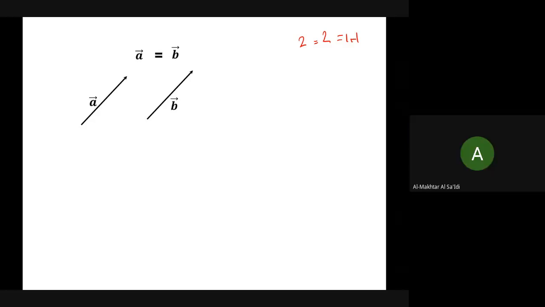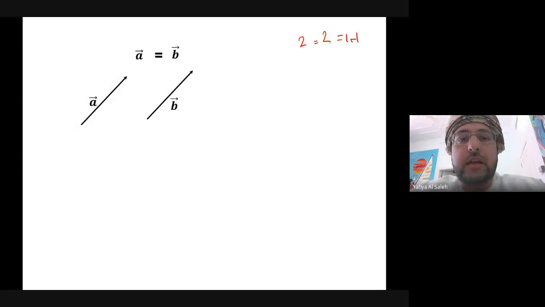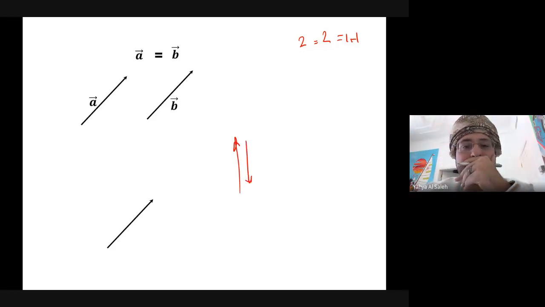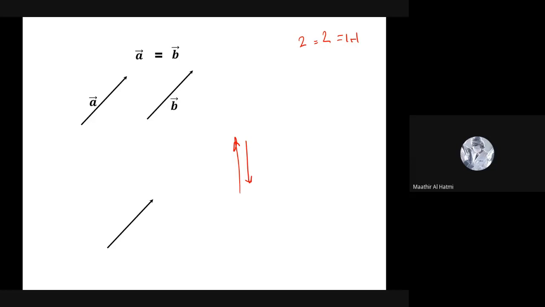When they have the same direction and the same magnitude. Excellent. All of you are excellent. You need to have both the same number and the same direction for it to be equal. Okay. What about this? Are these equal? No. No. The directions are opposite, right?